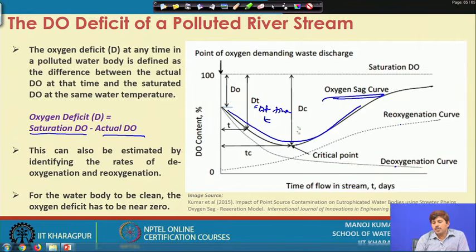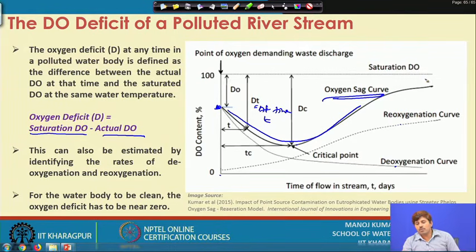This is the critical oxygen deficit, when the oxygen level has fallen to the minimum. So, the deficit becomes maximum, and this is the initial oxygen deficit at time 0. So, when you started, this is at time 0, this is the deficit in the oxygen. This can also be estimated by identifying the different rates of the oxygenation and re-oxygenation curve, and for a water body to be clean, the oxygen deficit has to be near 0.